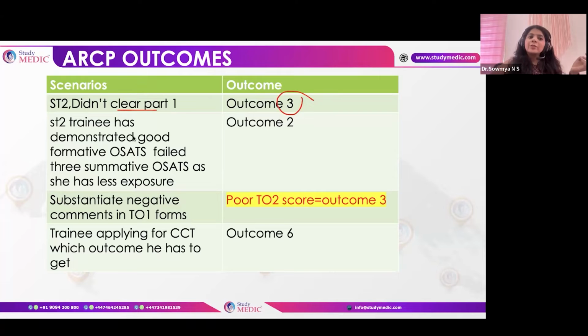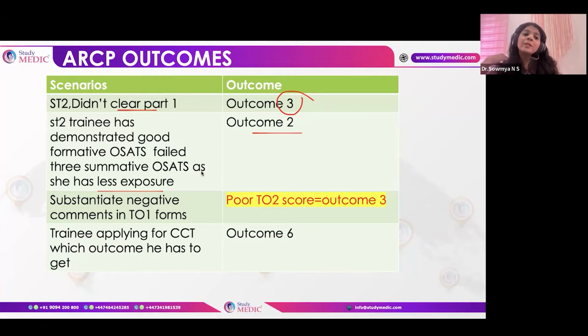Next one, an ST2 trainee has demonstrated good formative OSATs but failed 3 summative OSATs as she has less exposure. The rest of the things she's fine. About a particular procedure, because she's getting less exposure, she is not able to do it. In that case, what would you do? Obviously, you give an outcome 2. She can move from 2 to 3 or 3 to 4, whatever. However, she has to have additional training.